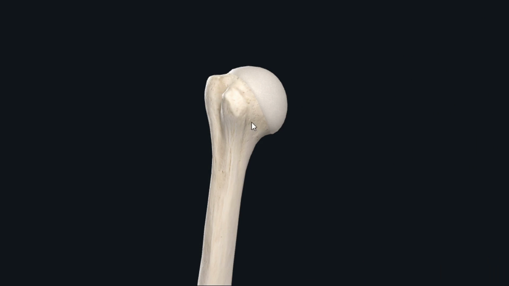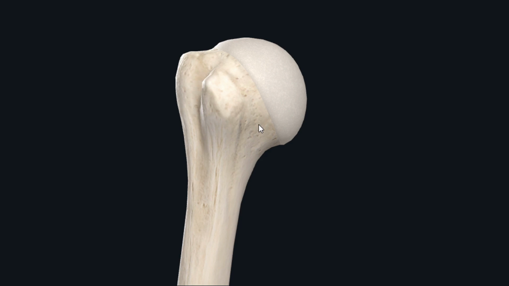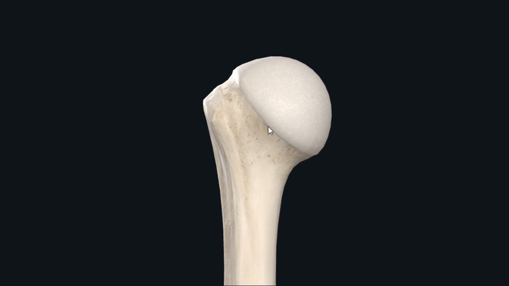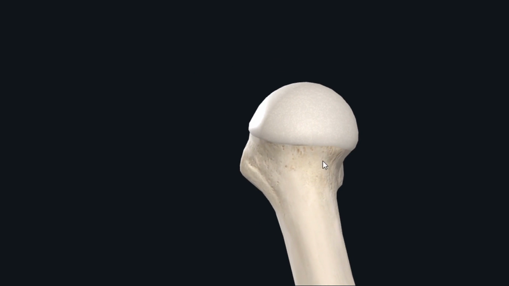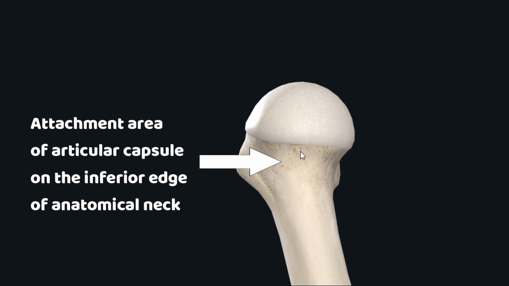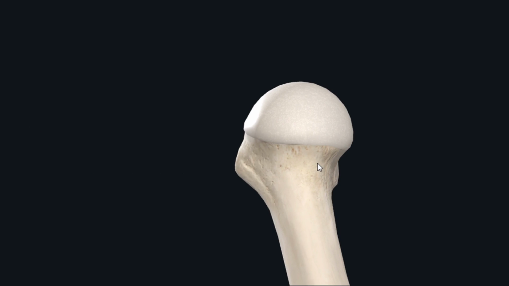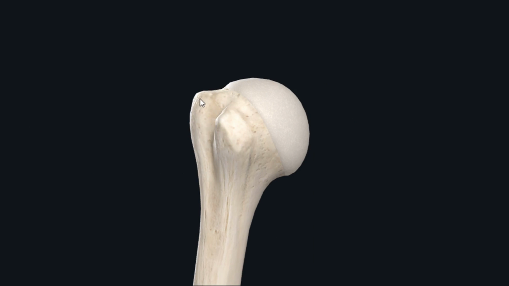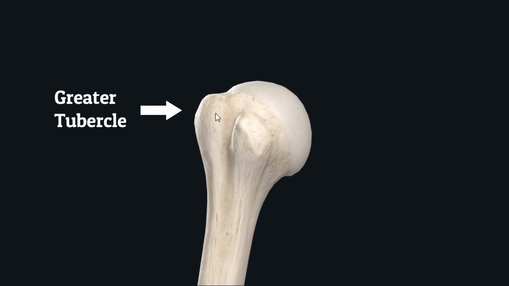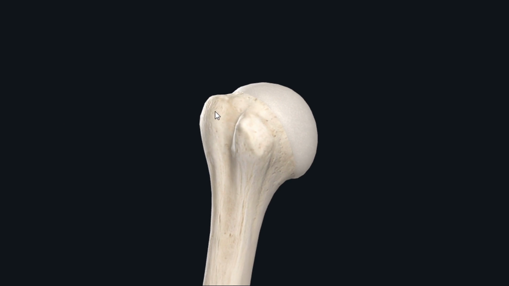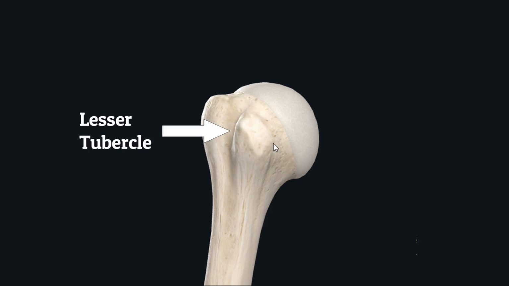The anatomical neck is this slightly constricted region surrounding the articular surface of the head. The articular capsule of the glenohumeral joint attaches along the inferior edge of the anatomical neck, somewhere in this area. The greater tubercle is this large roughened elevation on the lateral proximal end of the humerus, lateral to the head. The lesser tubercle is this small roughened elevation on the anterior proximal end of the humerus, inferior to the head and medial to the greater tubercle.